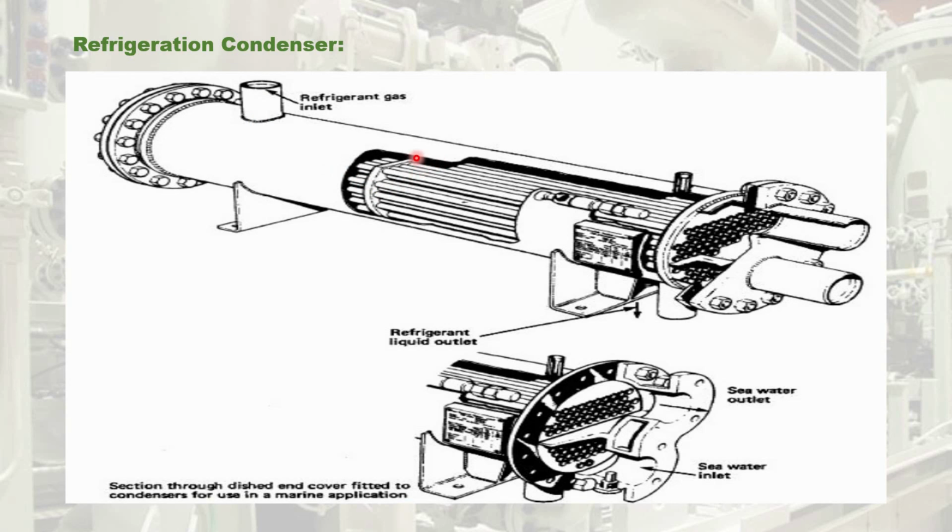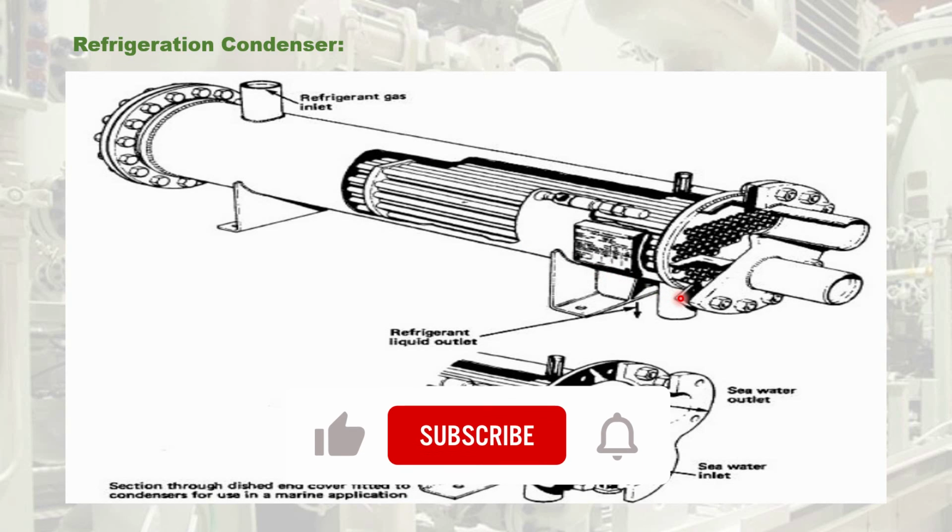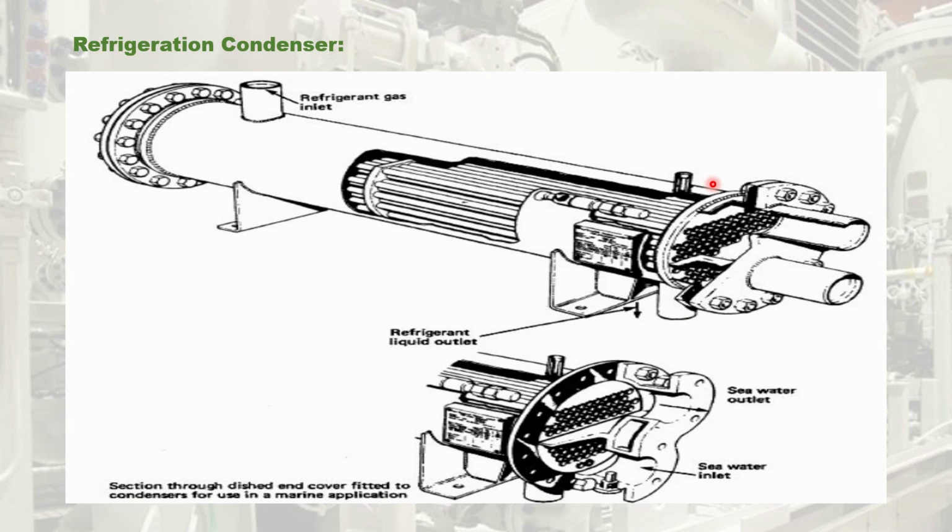Somewhere here in the middle of the condenser, the refrigerant can exist as a mixture of gaseous refrigerant and liquid refrigerant, and by the time of the outlet, the gaseous refrigerant has completely converted its phase from gaseous to liquid. This is how the cooling process is done in the marine refrigeration condenser.